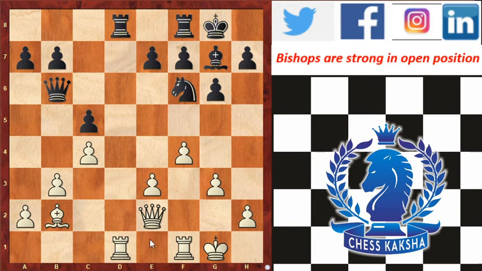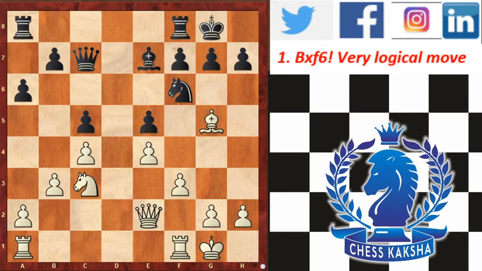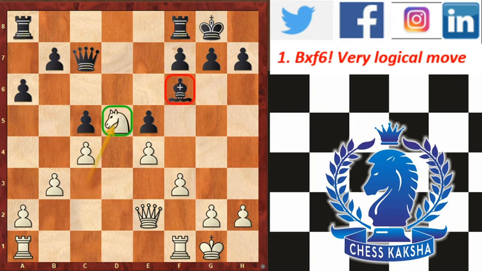Let's take another example. In this case, bishop takes f6 is very logical. Why? Because after bishop takes f6, then bishop takes f6, then d5 leaves white with a very superior minor piece. The knight is much stronger than the bishop.